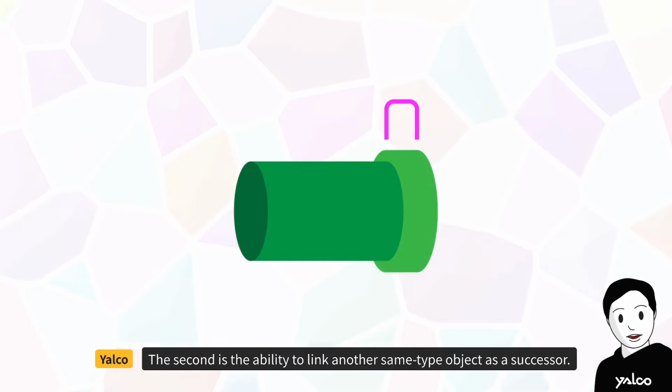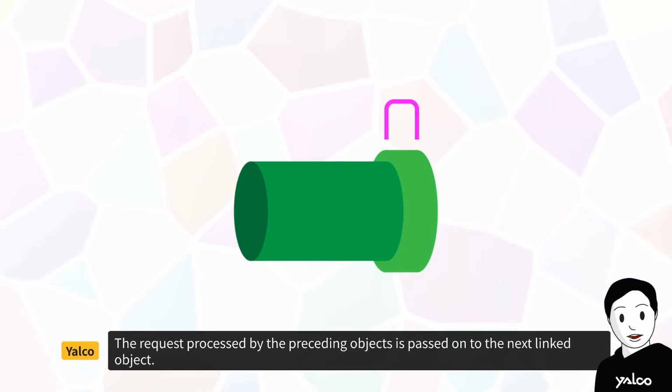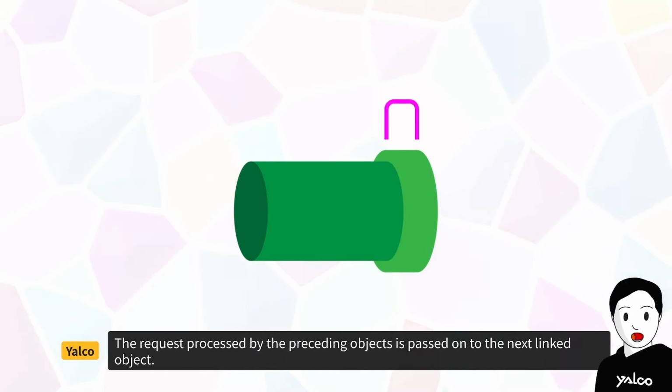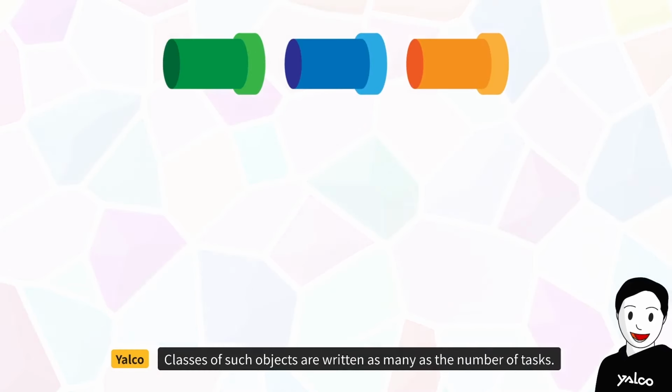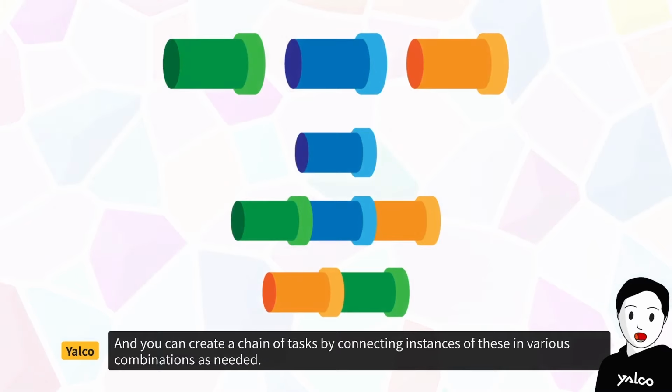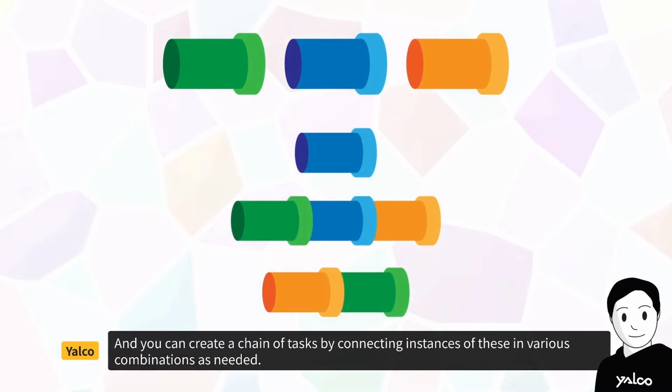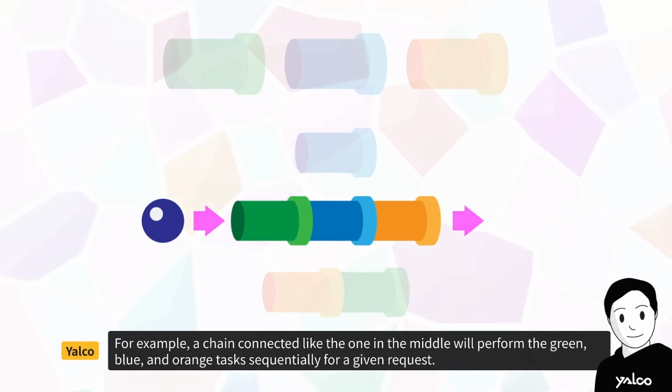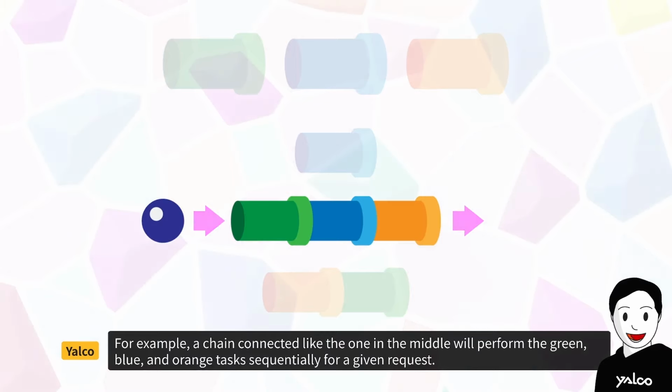The second is the ability to link another same type object as a successor. The request processed by the preceding objects is passed on to the next linked object. Classes of such objects are written as many as the number of tasks. And you can create a chain of tasks by connecting instances of these in various combinations as needed. For example, a chain connected like the one in the middle will perform the green, blue, and orange tasks sequentially for a given request.